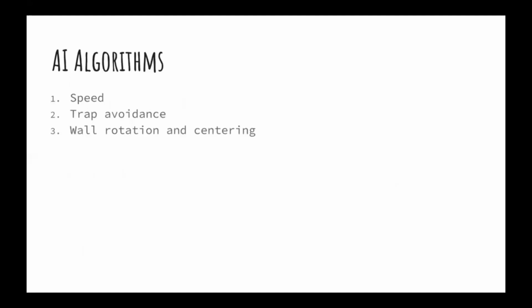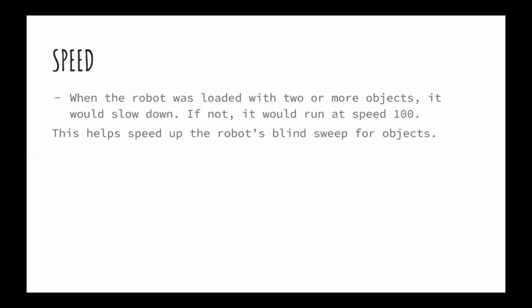AI algorithms we used included adjusting the speed, trap avoidance, wall rotation, and centering. Speed. When the robot is loaded with two or more objects, it will slow down. If not, it will run at speed 100. This helps speed up the robot's search for objects.